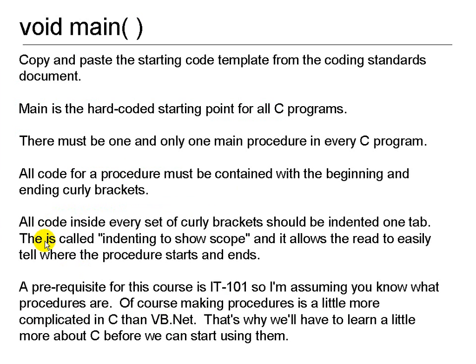Alright, so indenting 1 tab is called indenting to show scope, and it allows the reader to easily tell where the procedure starts and ends. A prerequisite for this course is IT 101, so I'm assuming that you know what procedures are. You may not be the best at them, but that's okay. You have some idea of what they are. Of course, making procedures in C is a little more complicated. That's why we'll have to learn more about C before we can start using them.